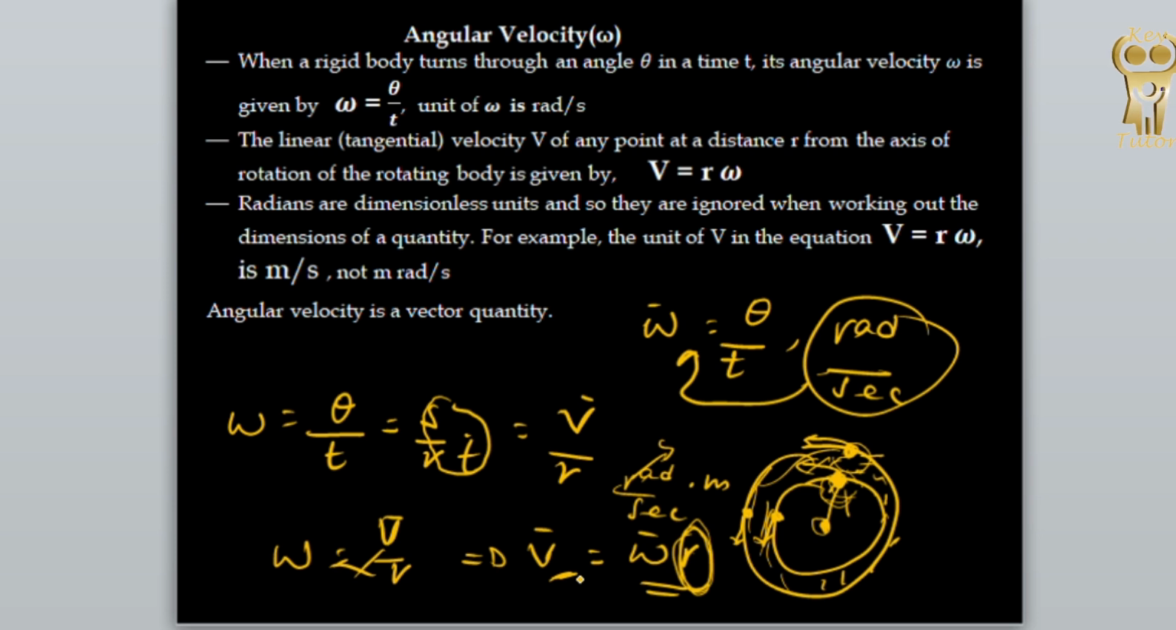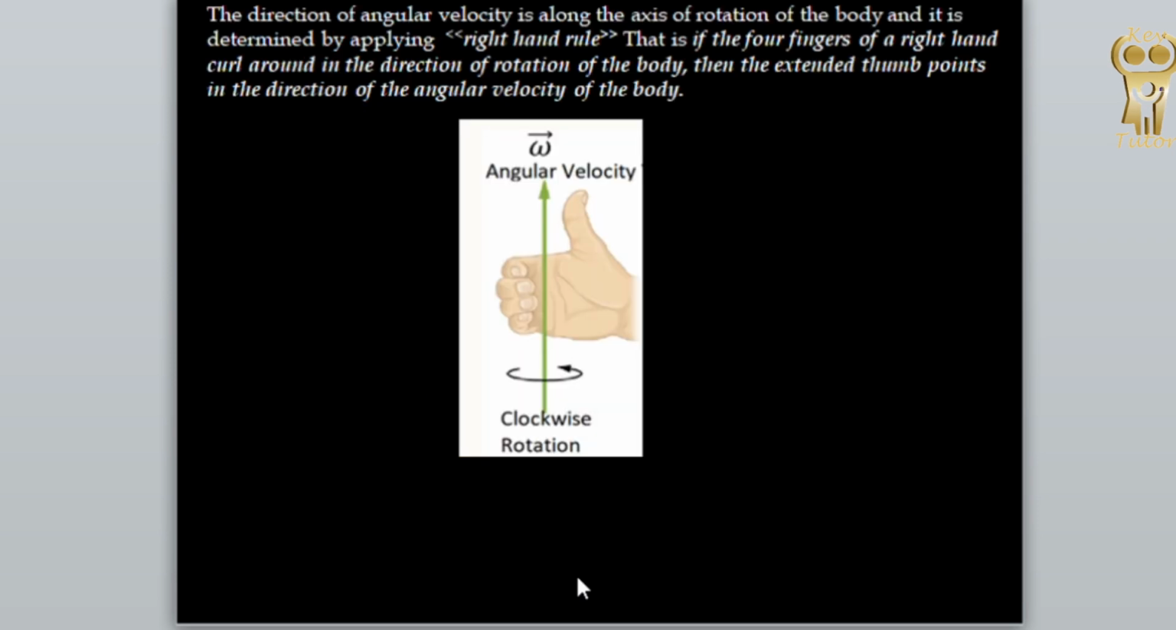Angular velocity is another vector physical quantity, just like tangential velocity. It is a vector physical quantity in the sense that it has both magnitude and direction. To express the magnitude we use the equation: the rate of change of angular displacement is called angular velocity. Therefore, change in theta over change in time gives us the magnitude.